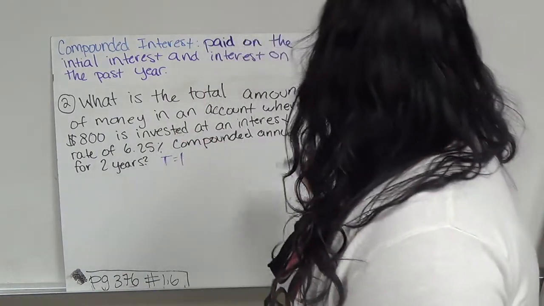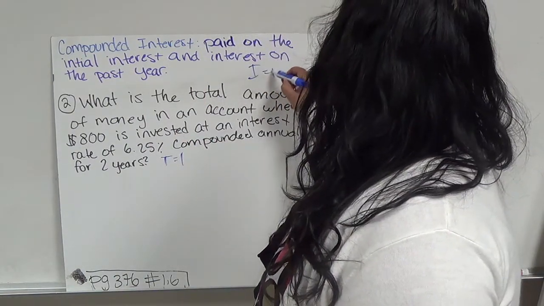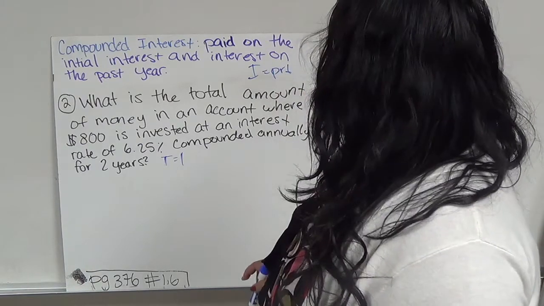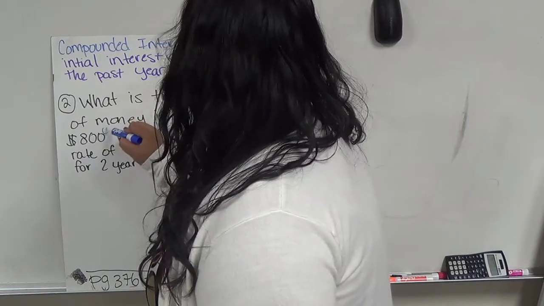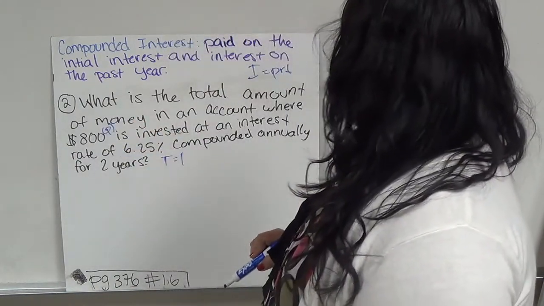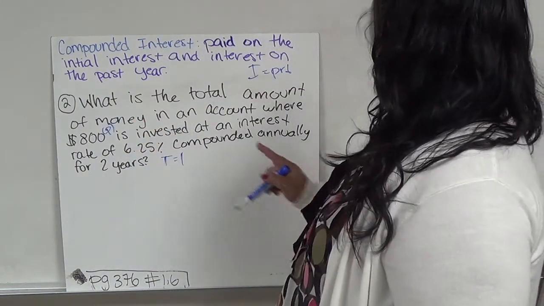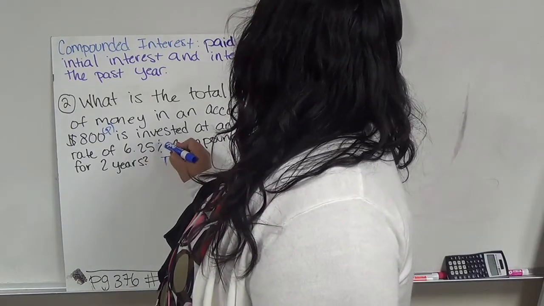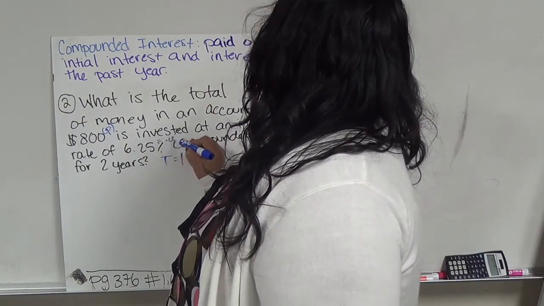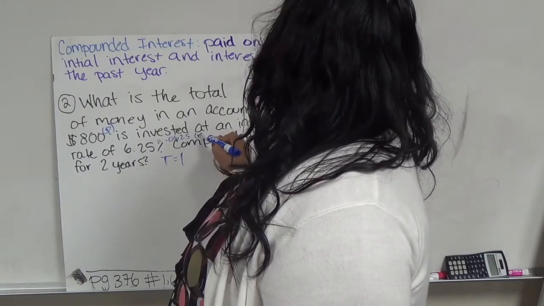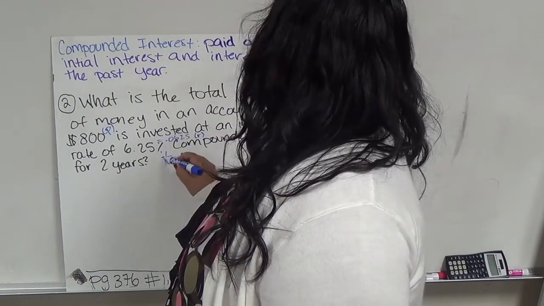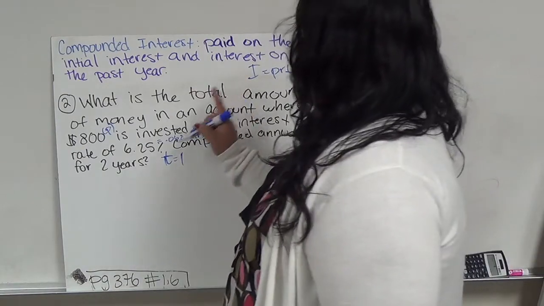Again, my equation is I equals PRT. So my P is $800. This is how much I'm originally putting in, invested. And the rate is 6.25%. Please remember that this has to be in decimal, so I have to divide it by 100. So 0.0625 is my R. And my time is going to be 1.